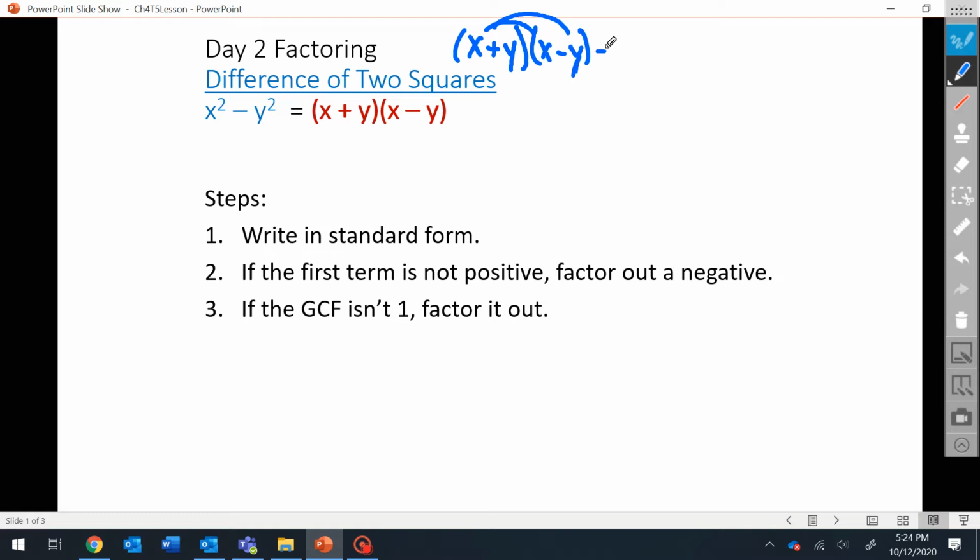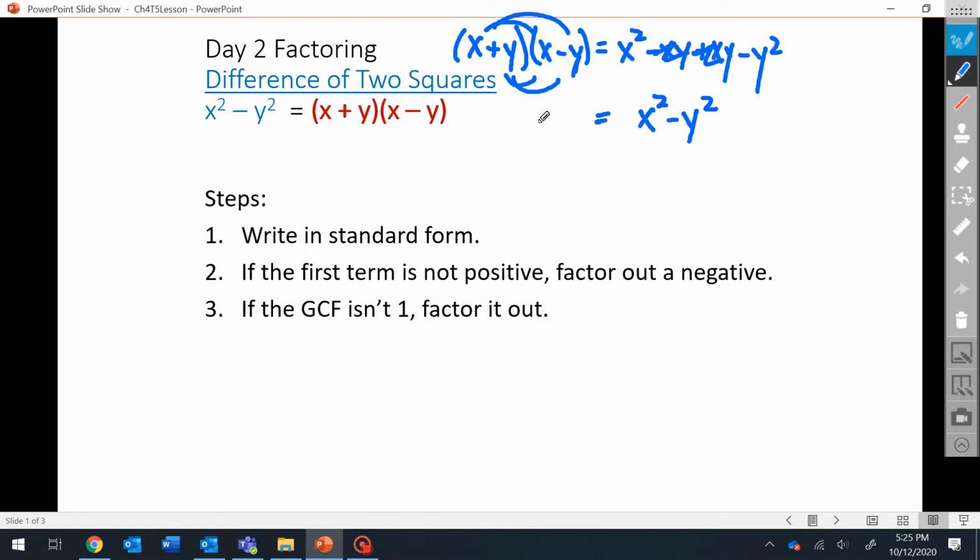X times x is x squared. X times negative y is negative xy. And then you would multiply the y to both of these. Y times x would be xy, and y times negative y would be negative y squared. But if you look, the positive xy and negative xy would cancel. You'd be left with x squared minus y squared. So this special form, x plus y times x minus y, multiplies to x squared minus y squared.